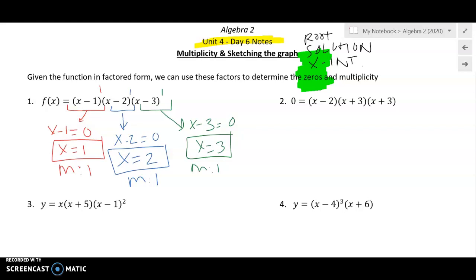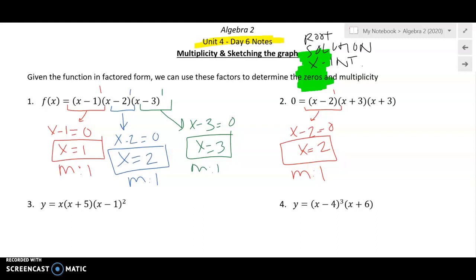Okay, the next one is kind of sort of like that. I have x minus 2. Take that piece, set it equal to 0, do a quick solving. I get x is equal to 2. Look at the exponent. It's an exponent of 1. That means my multiplicity is 1. There's only one of those answers.